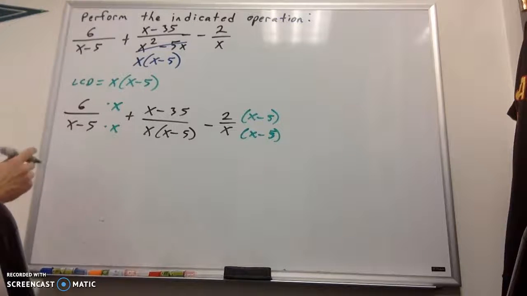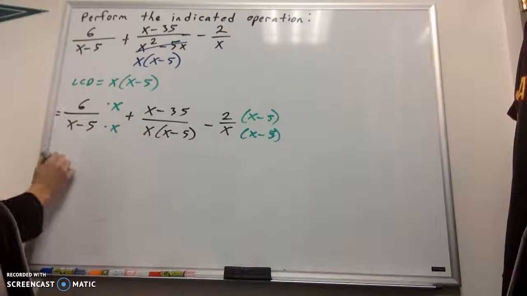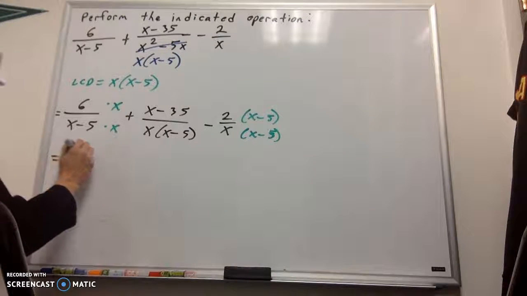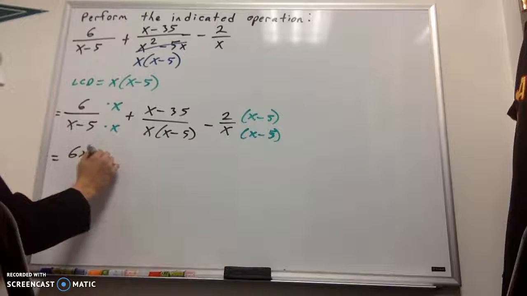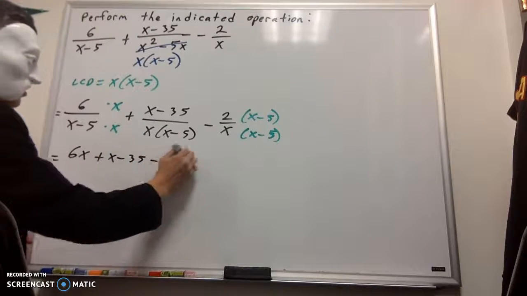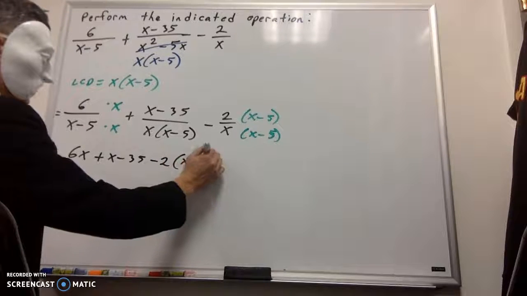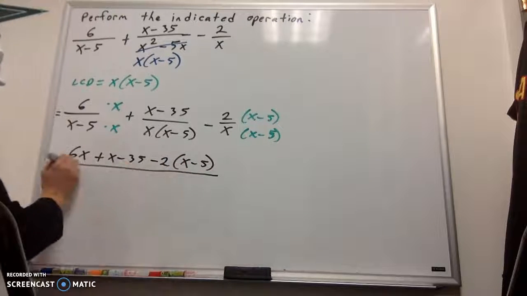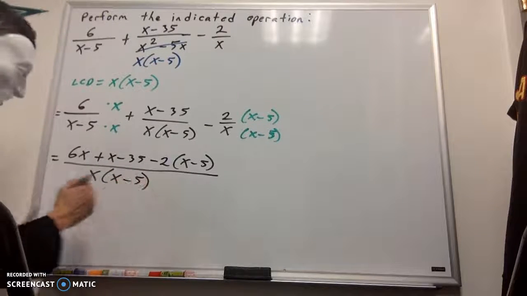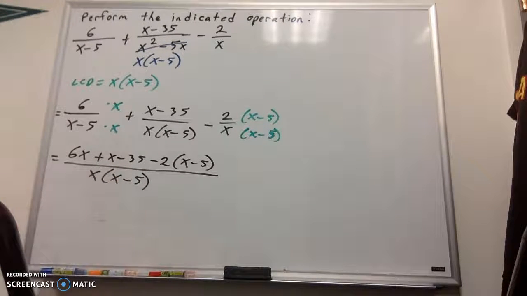So let me clean this up now. Since I've got my least common denominator, I'm going to write this all as one fraction. 6x plus x minus 35 minus 2 times the quantity of x minus 5, and it's all over x times the x minus 5. All right, so this thing's hideous looking, right?